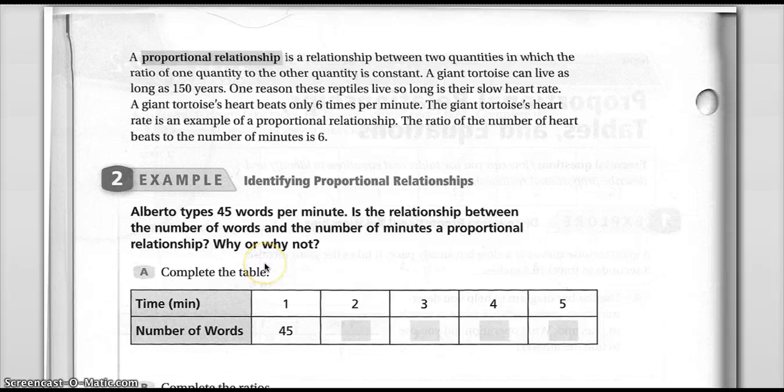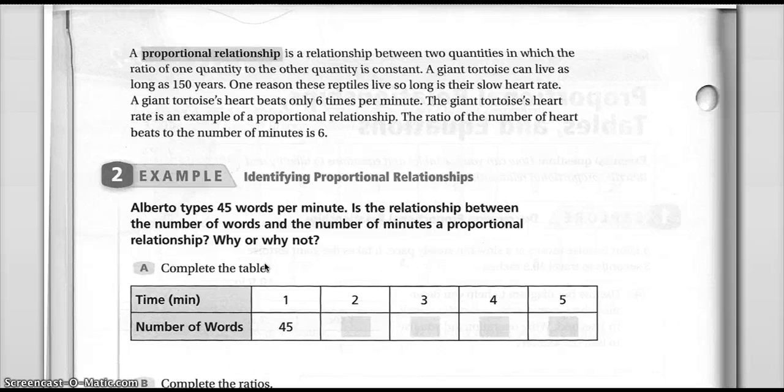Okay, and then here is the second page of your notes, and this is where anytime you see a word that's kind of highlighted like this is your definition that I typically have in the side columns. And like I said earlier, we're going to go back to my old notes. I just wanted to show you kind of what these new books look like. So this is a proportional relationship. It's a relationship between two quantities in which the rate of one quantity to the other quantity is constant.